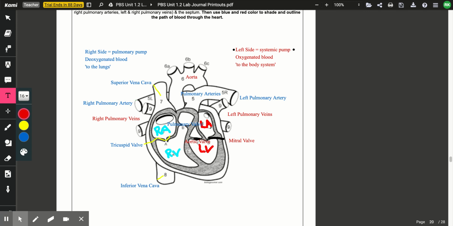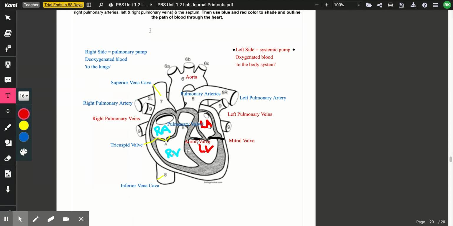So now we are going to look inside of the heart. We're still looking at the anterior side of the heart, but now we have dissected it so we can see the inside, to see how these vessels flow into the heart and the four different chambers of the heart.